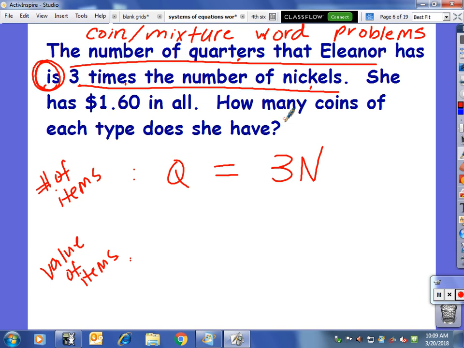Now, this next fact looks deceptively simple, but this is where a lot of kids mess up. She has $1.60 made up of quarters and nickels. What do you think that's going to look like? Not 25 quarters, 4 quarters. Right? 4 quarters equals $1.